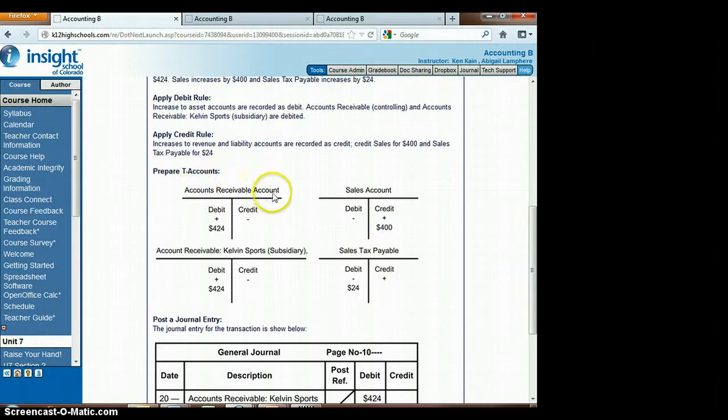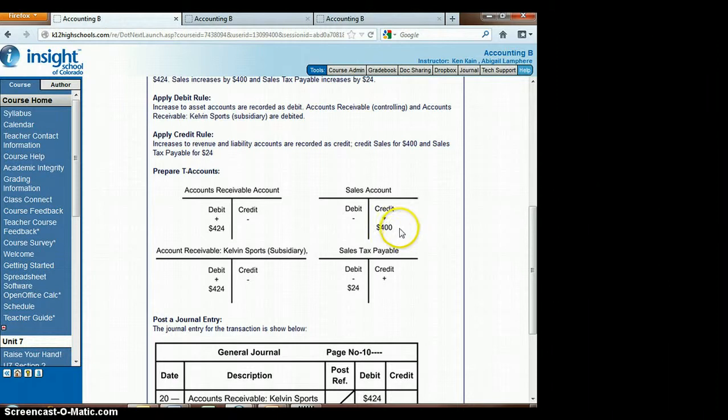We have our accounts receivable increasing by $424, and also our accounts receivable subsidiary. So these are both being debited for the same amount. So this again is our main, like I said, the kind of umbrella account that just shows our balance, and then this one will deal with Kelvin Sports' individual account on the subsidiary ledger. So both of those are increasing by $424.